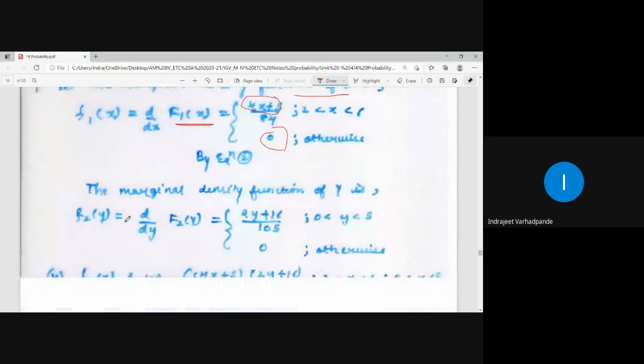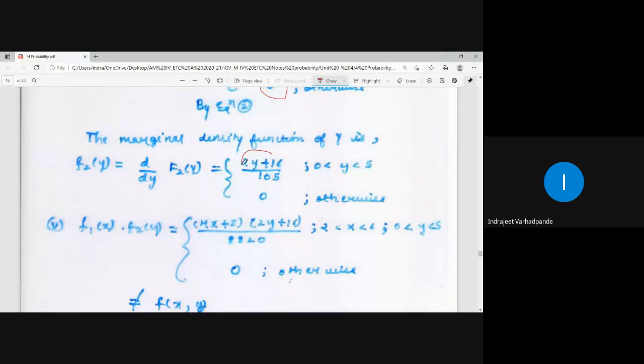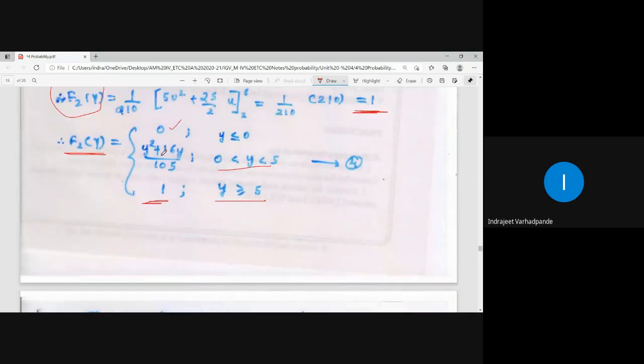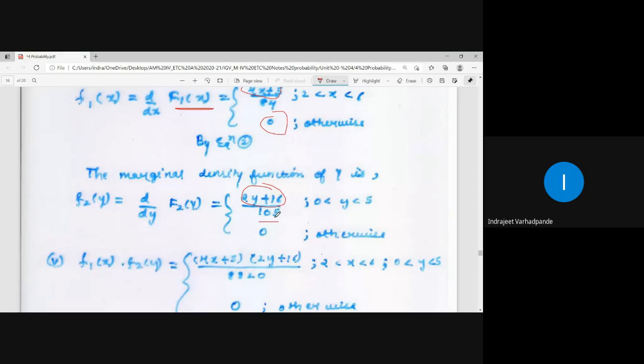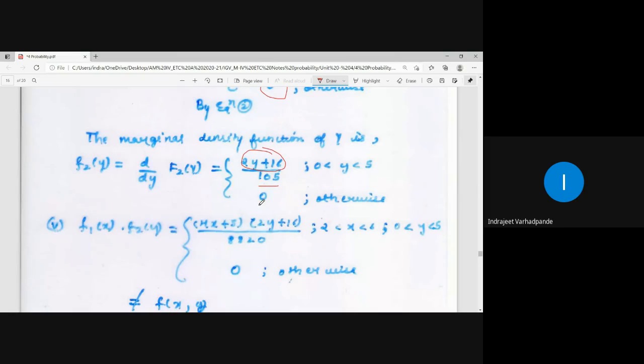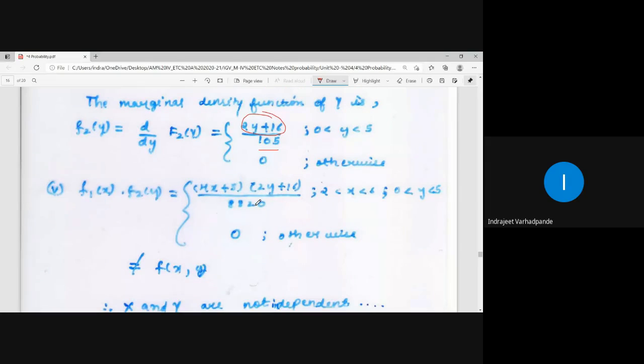Marginal density function will be obtained from the derivative of this distribution function. What is the derivative of this distribution function? Coming out as 2y plus 16 upon 105. यहाँ पर derivative देखो, 2y plus 16, 105 will be constant. So derivative of that is 2y plus 16 upon 105. So this is marginal distribution function, and from that we have calculated the marginal density function for the joint continuous random variable. The last part what they have asked us is to check whether x and y are independent or not.